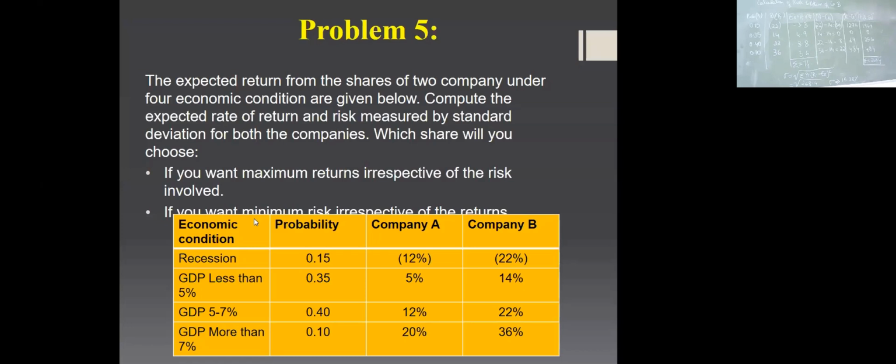Now, what is the second question? They've asked if you want minimum risk irrespective of returns. I am not concerned about returns, but I am more concerned about the risk involved. So I would like to minimize my risk. At that time, which company will you select? Yes, very good. We would select company A. For the second question, write an interpretation that you would invest your money in company A because the risk involved is comparatively very less than company B.